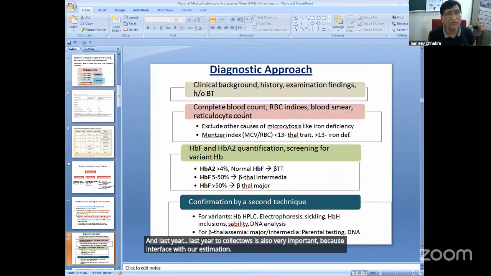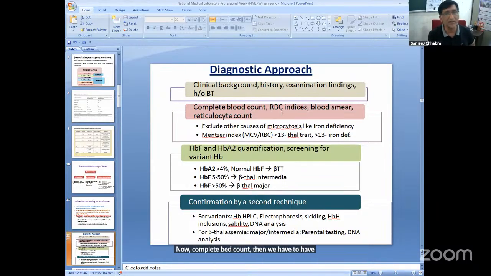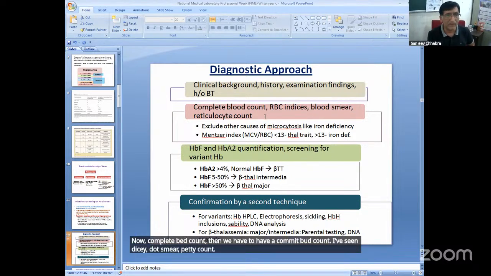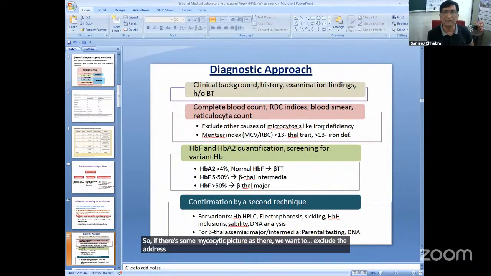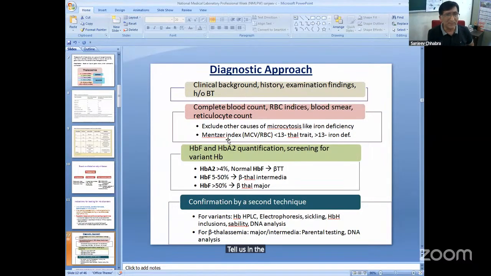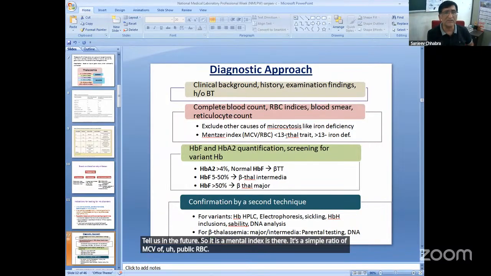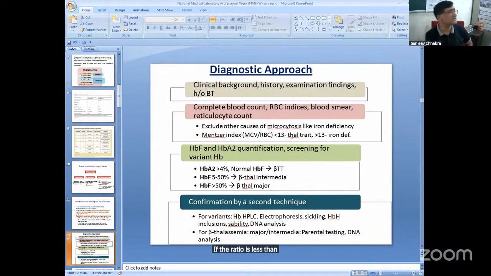Now, we have to have a complete blood count, RBC indices, blood smear, retic count. If there's a macrocytic picture, we want to exclude megaloblastic anemia, and an iron profile like iron, TIBC, ferritin, serum, and other parameters. And this very important thing is there. If I want to differentiate between iron deficiency anemia and the thalassemia picture, the Mentzer index is there. It's a simple ratio, MCV over RBC count. If the ratio is less than 13, it indicates thalassemia trait. If it's more than 13, it indicates iron deficiency.